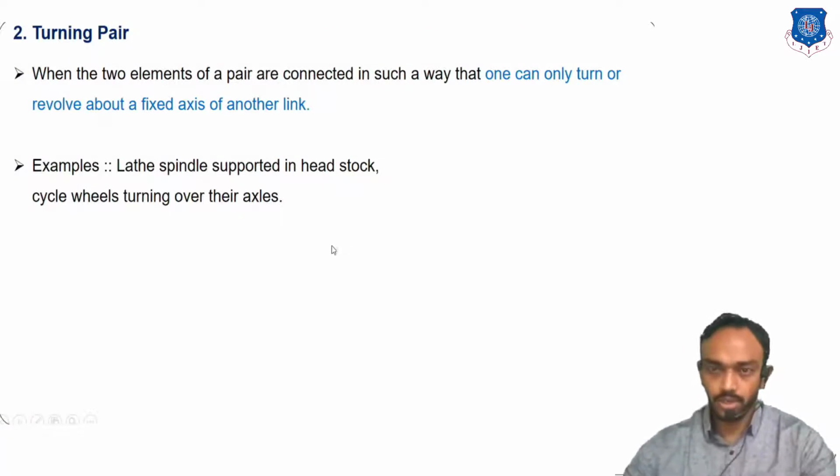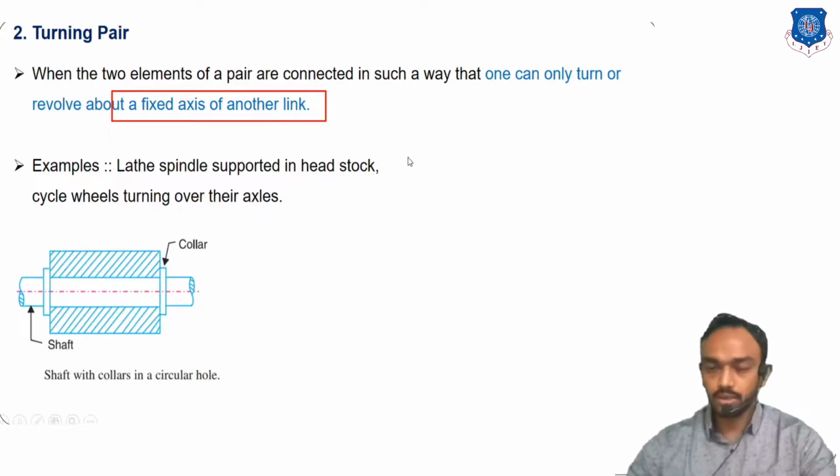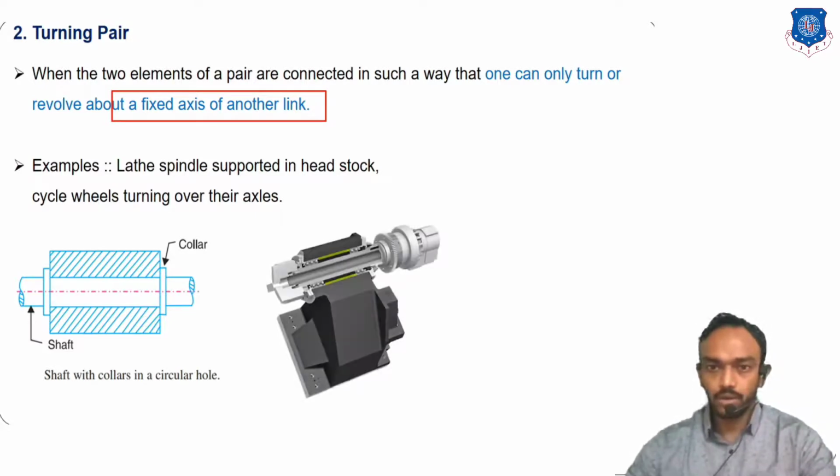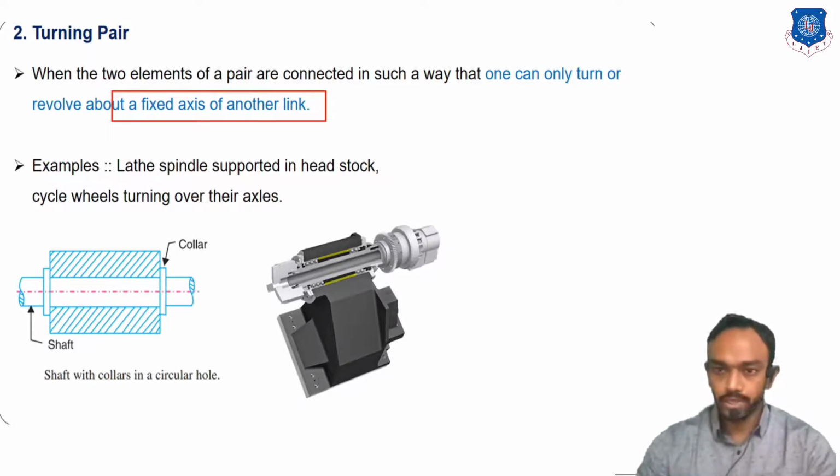Next is a turning pair. When one element is turning with respect to or about the other, it is known as a turning pair. An example of a turning pair is a shaft with a collar in a circular hole, and also the lathe spindle supported in a headstock. You have not seen a lathe yet, but the second example of the turning pair is a lathe spindle supported in a headstock. It is totally assembled on a bearing and can rotate with respect to the headstock.